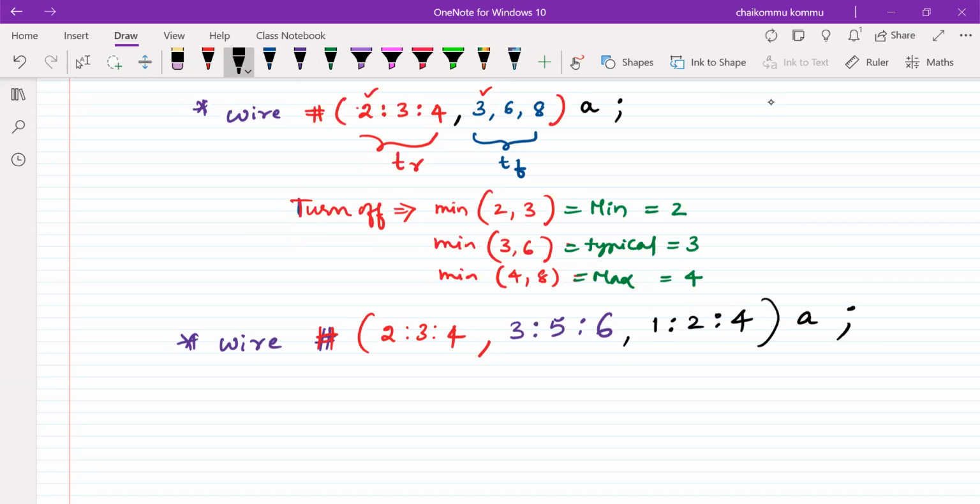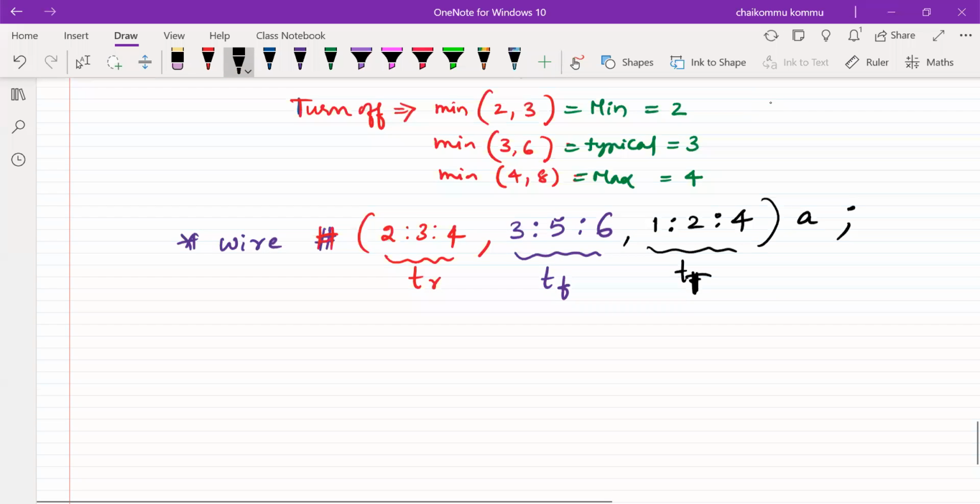So what it says is that the first information is related to the rise time. The second information is related to the fall. The third one is related to the turn-off. Okay, that's how we can do it.